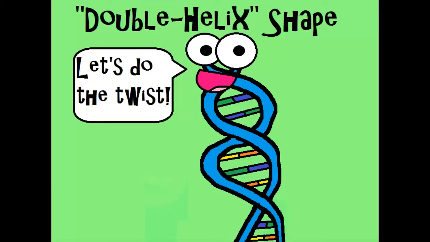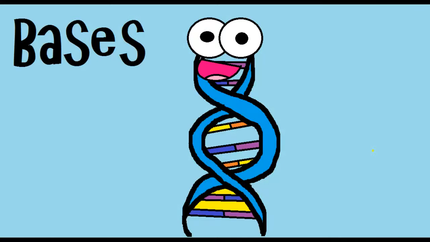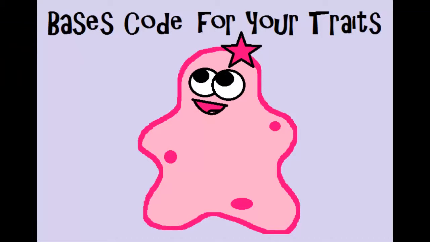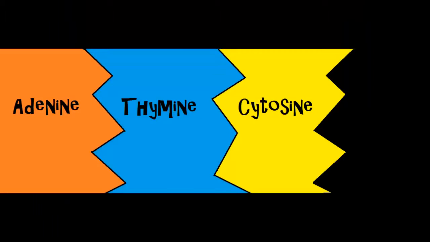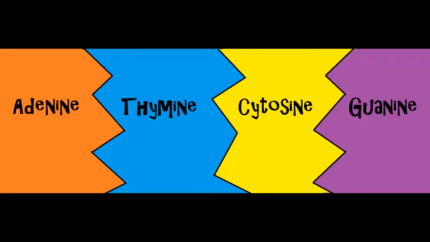DNA is also double-stranded. That means it has two strands, and it's in a double helix shape, also known as a twisted ladder. We also have mentioned the bases in DNA. Remember, the bases are really important because they actually code for the traits. So the bases are adenine, thymine, cytosine, and guanine. And they go together like this.